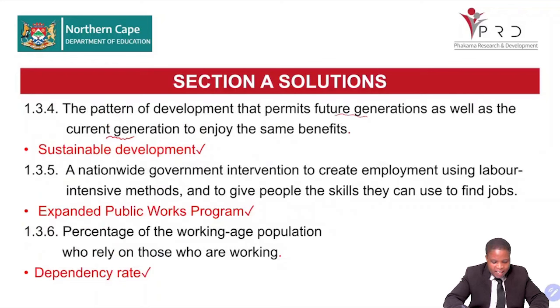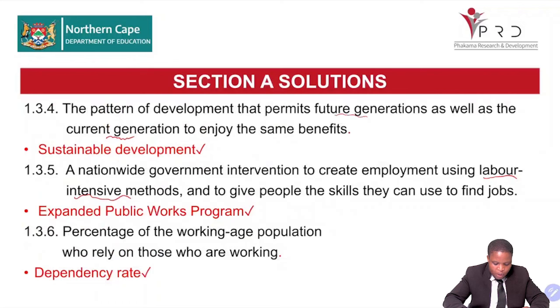1.3.5, a nationwide government intervention to create employment using the labor-intensive methods and to give people skills they can use to find jobs. When you see those people wearing orange overalls in your community, doing pavements, assisting in building of high roads, we call that program Expanded Public Works Program. It's a labor-intensive method to give skills and also make those people employable in the future.